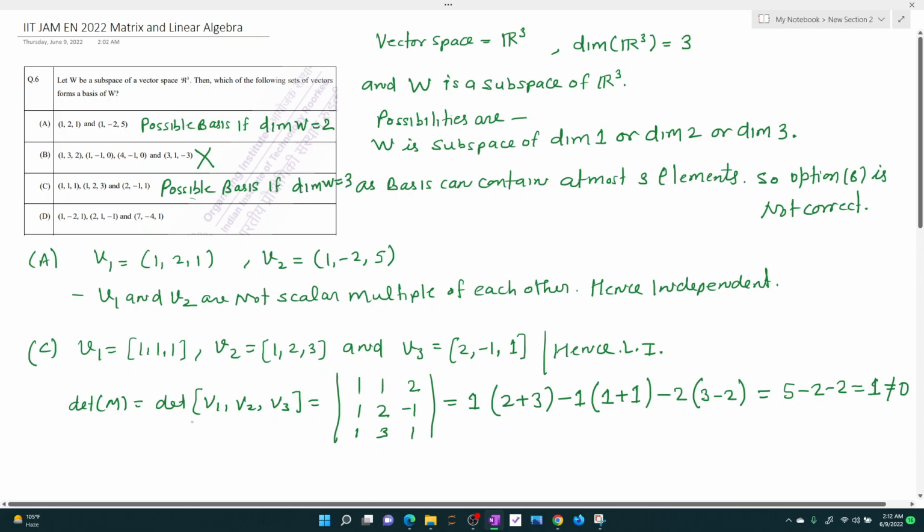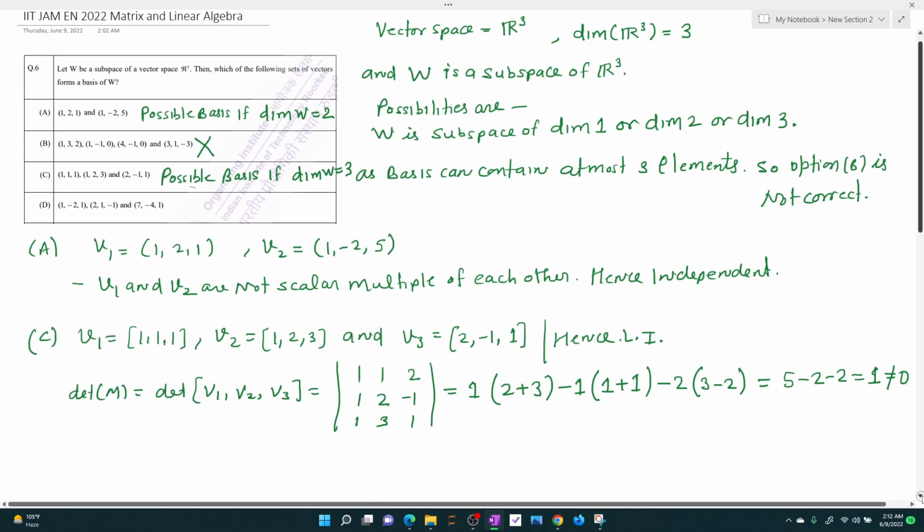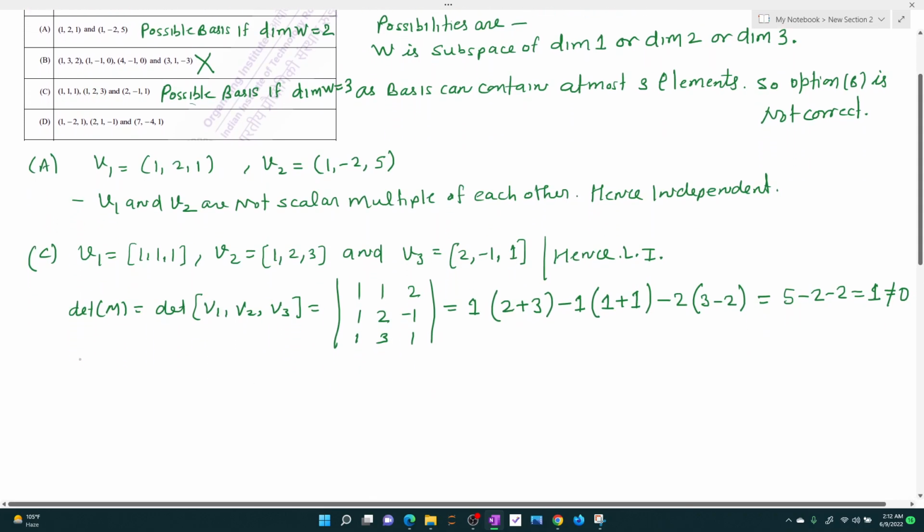Similarly, we can check option D. In option D, I will use the same matrix determinant method. So the determinant of M is nothing but the first vector becomes the first column, so 1 minus 2 1, and you can keep vectors in rows as well. That doesn't make any difference here. So we have 2 1 and minus 1 here, and then we have 7 minus 4 and 1, right?